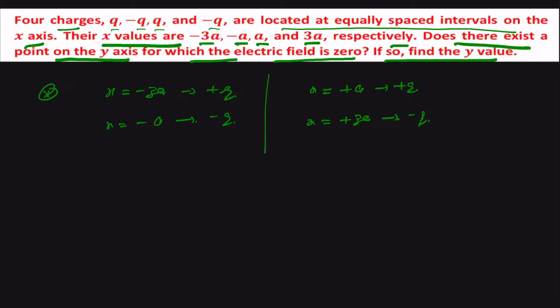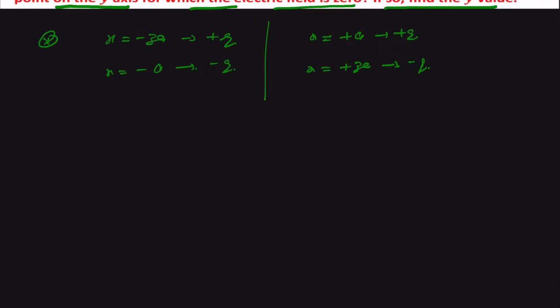And we have to find out a point on y-axis, for that, where the electric field is equal to 0. Okay. So we are having this as our minus 3a, minus a, plus a, plus 3a, and the charges are our plus q, minus q, plus q and minus q. And let us consider that there is a point P.